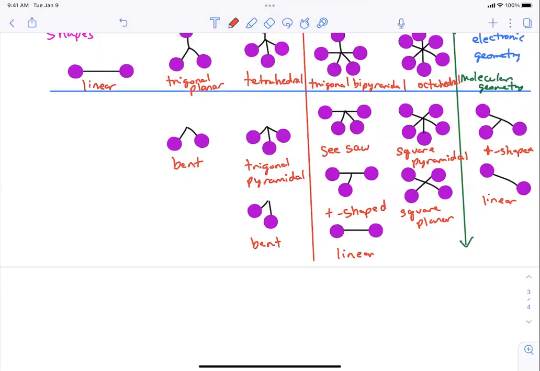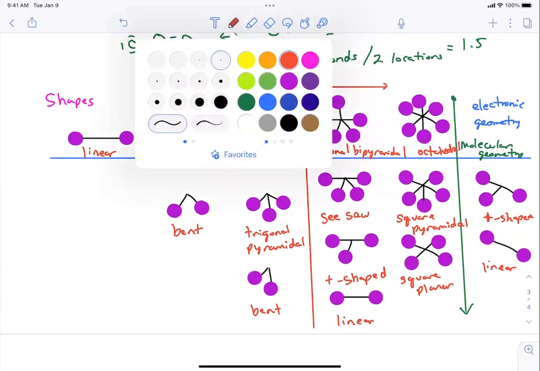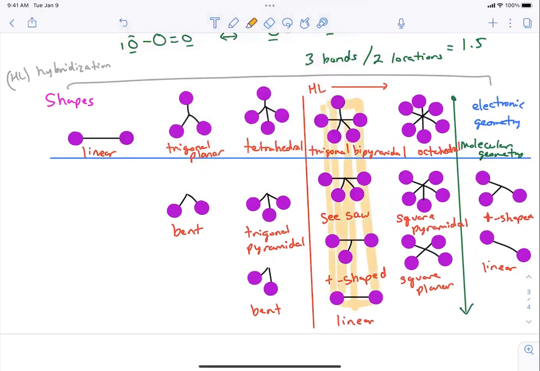Now, for HL as well, you want to think about hybridization. Hybridization for HL. Okay. Now, here's what's good about hybridization. Hybridization is based only on the electronic geometry, not the molecular geometry. So all these structures have the same hybridization, and all these structures on the right have the same hybridization. So it doesn't matter whether you have lone pairs or not, they all have the same hybridization. And what you want to focus on is how many hybrid orbitals you need, which is the number of dots on the structure.